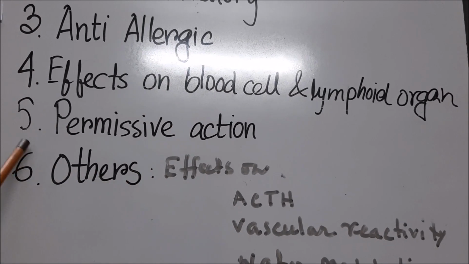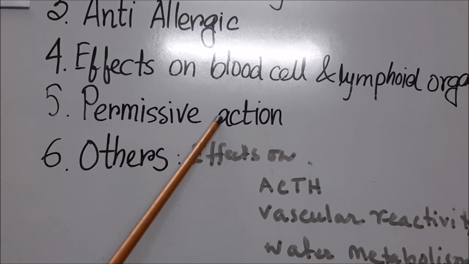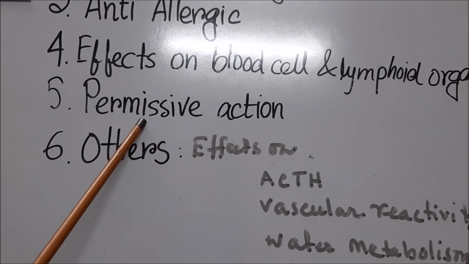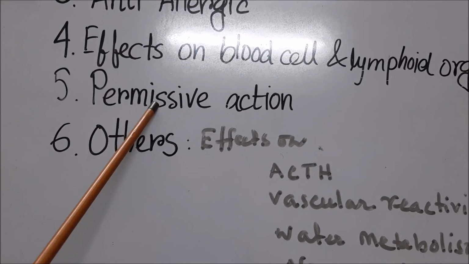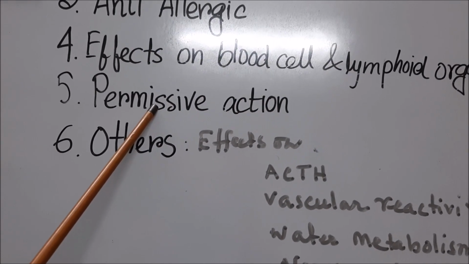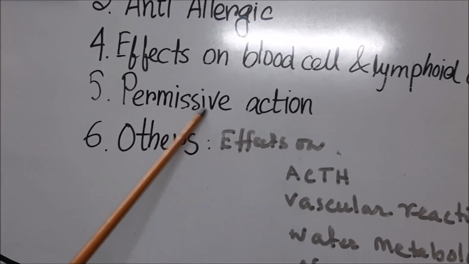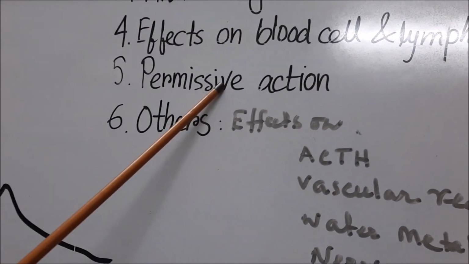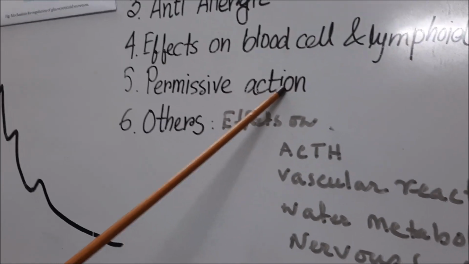These are now the permissive actions. What is permissive action? A small amount of cortisol must be present for different metabolic actions, although cortisol does not produce these metabolic actions by itself.